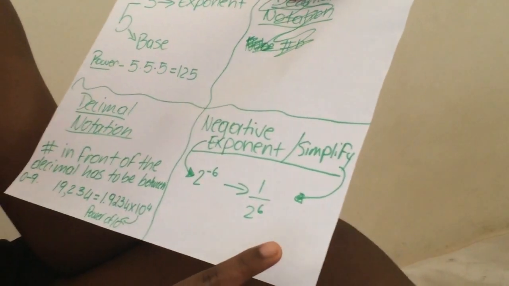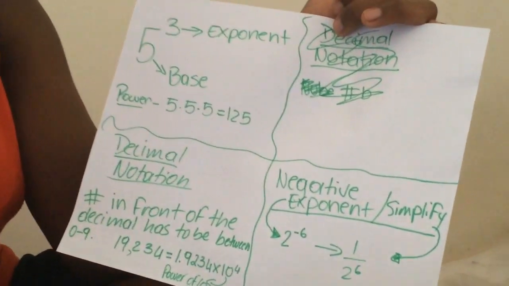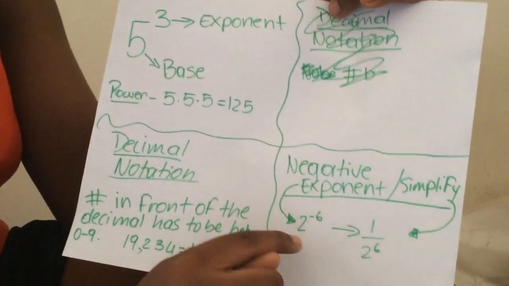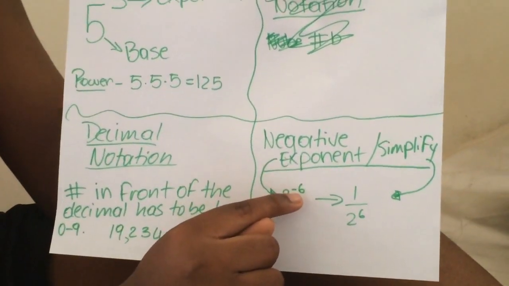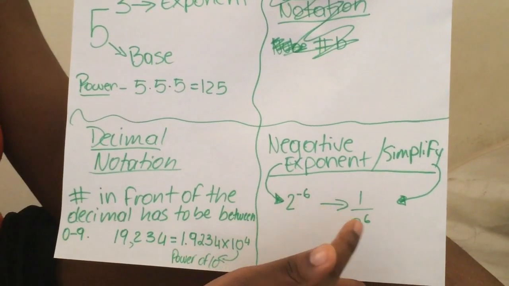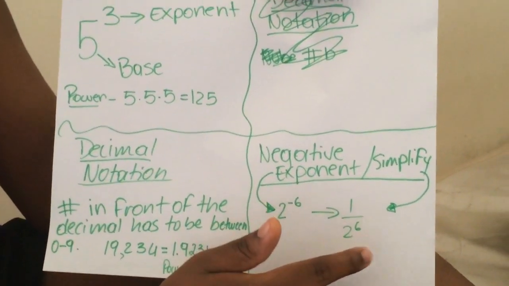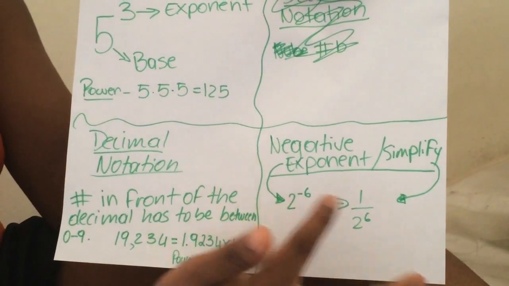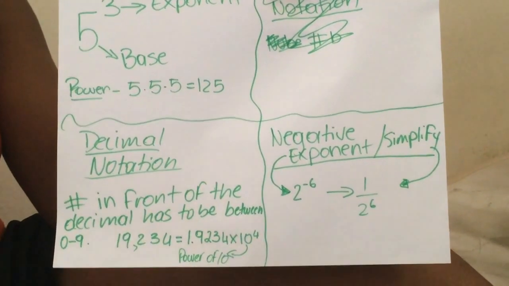Negative exponent and simplify. So, 2 to the negative 6th power, this is a negative exponent. 2 to the negative 6th power simplifies into 1 over 2 to the 6th power.